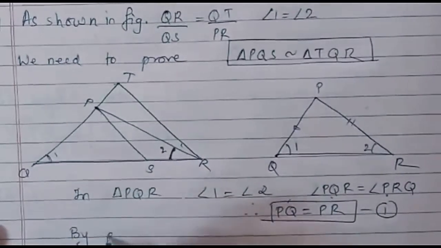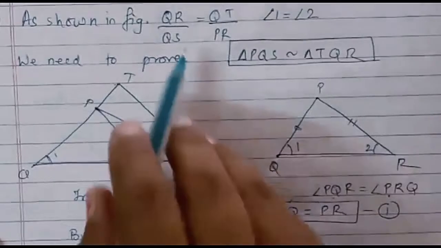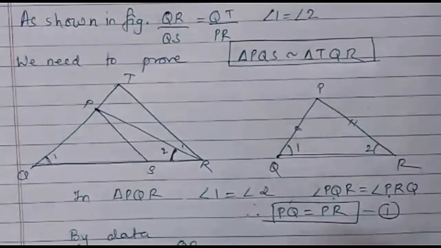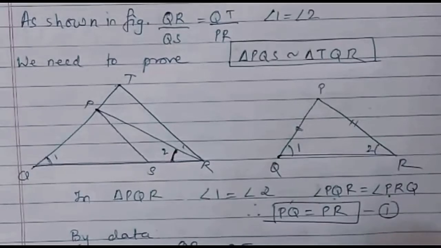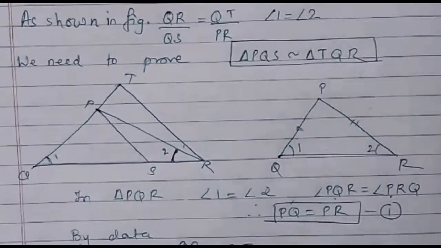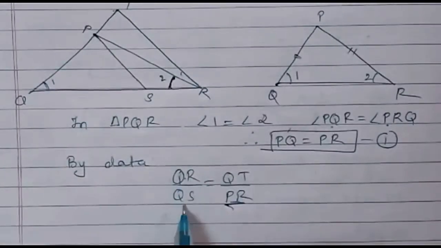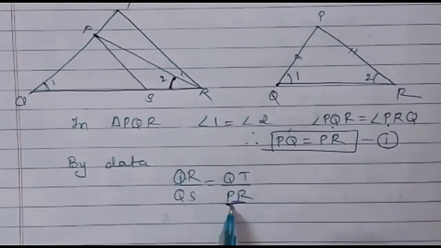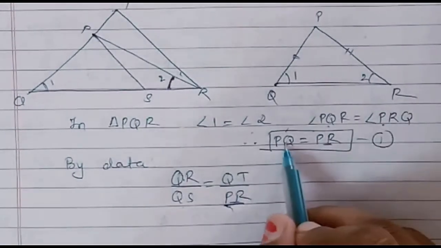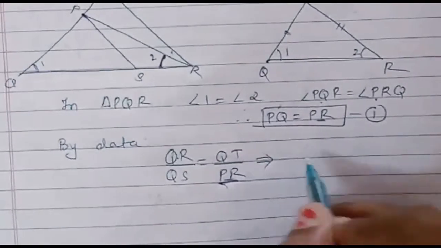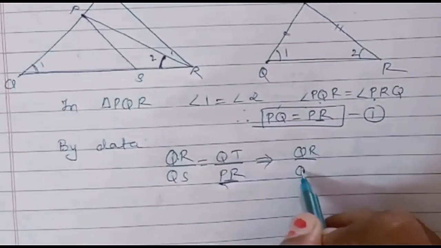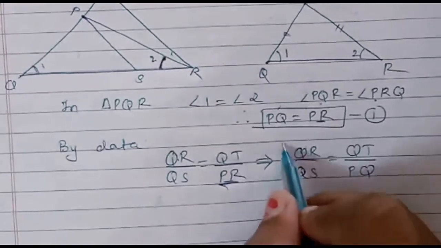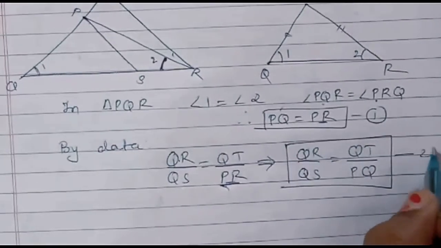But by data, whatever is given in the question, what was given? QR upon QS is equal to QT upon PR. So we can replace this PR, right? This is given in the question. So in place of PR, I can write PQ. So the same thing will become QR upon QS will be equal to QT upon PQ. Okay, so this is our main result number 2.